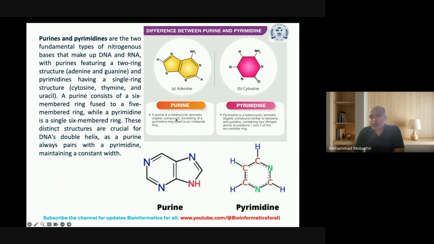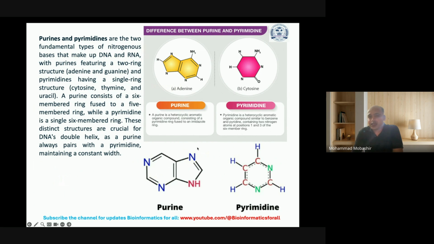A purine here is a heterocyclic aromatic organic compound consisting of a pyrimidine ring fused to an imidazole ring. Here you can see pyrimidine is a heterocyclic aromatic organic compound similar to benzene and pyridine, containing two nitrogen atoms at positions 1 and 3 of the six-membered ring. And here you can see it in terms of structure.